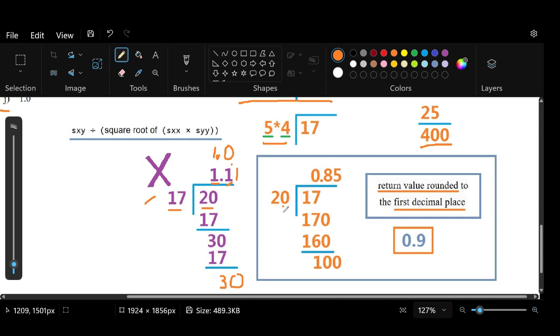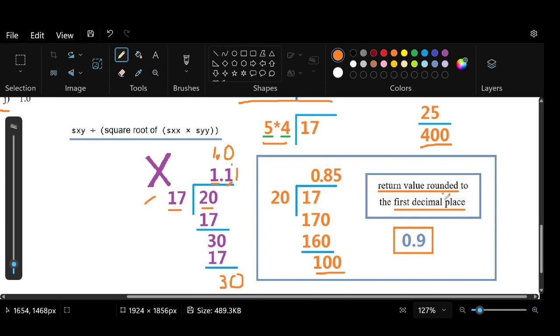9 times 20 is 180. And so I needed to get the one prior, which is 8. And 8 times 2 is 16. Because we have 0 here, 8 times 20 is 160. And when we subtract these two, 170 minus 160 gives us 10. And then if we get another 0, that's 100. And how many 20s are there in 100? We know that there are 5 20s in 100. That's why we have 0.85.